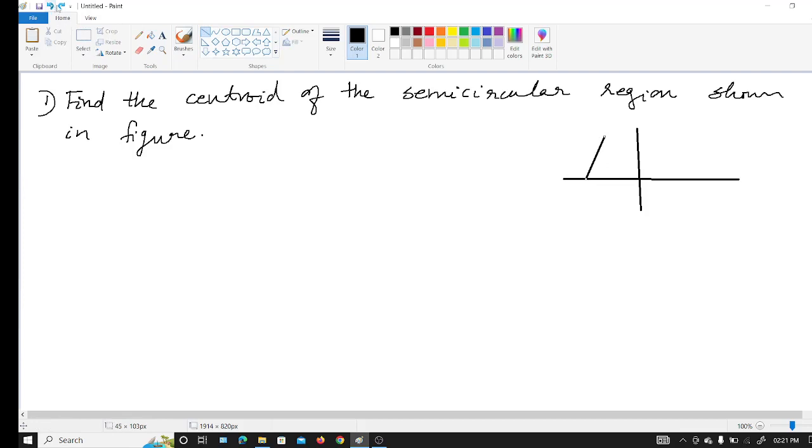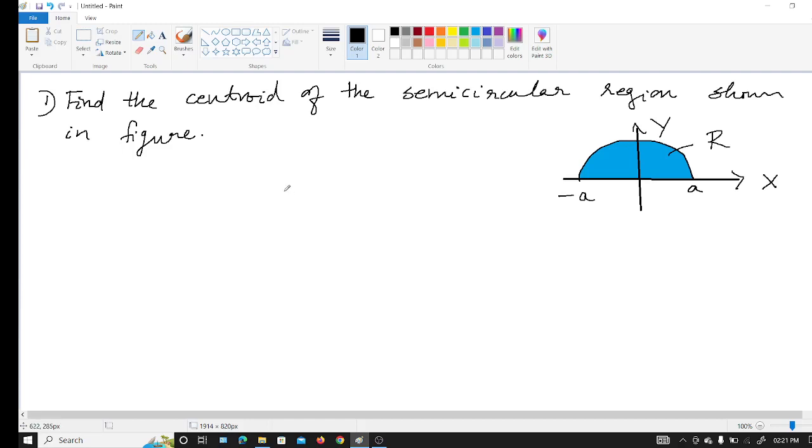So here we have to draw a semicircular region. Here a, here minus a, here our x-axis, here our y-axis. Now we can mark the region of integration. The region of integration is this one. This is our required region. Now we can mark the region as R.